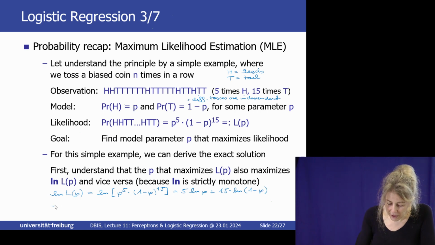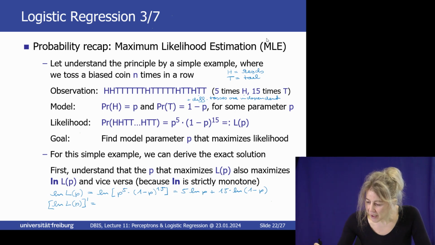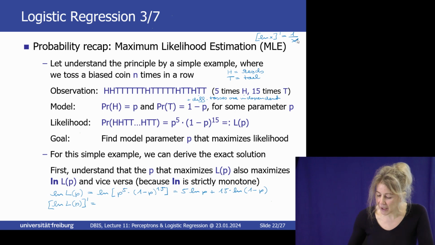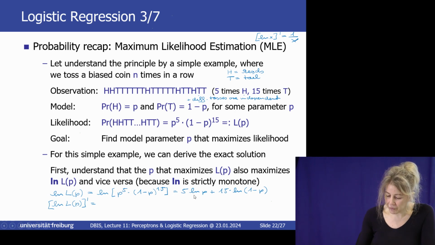And now let's derive this. That's now much nicer to derive. That is 5 ln p, and the derivative of ln x is 1 over x. This is something also basic. There's no chain rule going on here, so that's just 5 over p. Plus, that's 1 over 1 minus p. The chain rule in the derivative gives minus 1, so we have a minus here: minus 15 times 1 over (1 minus p).